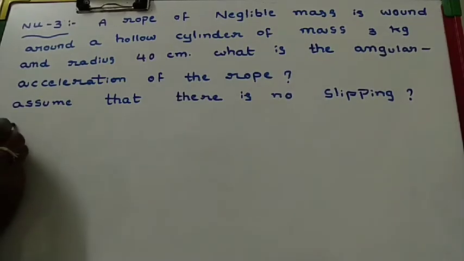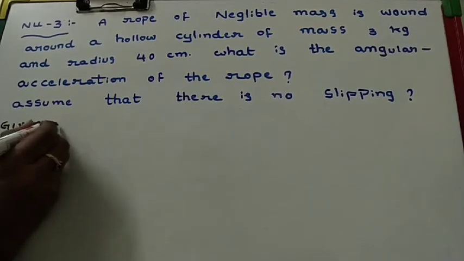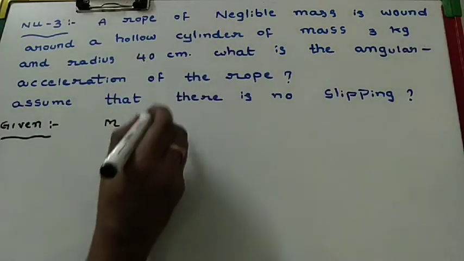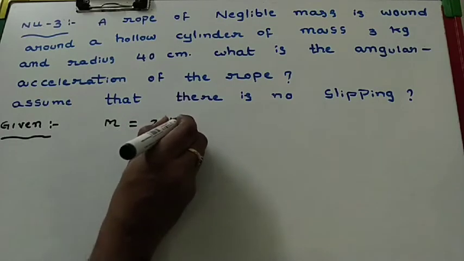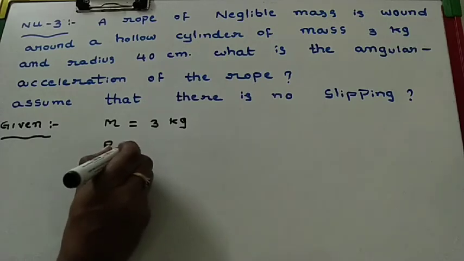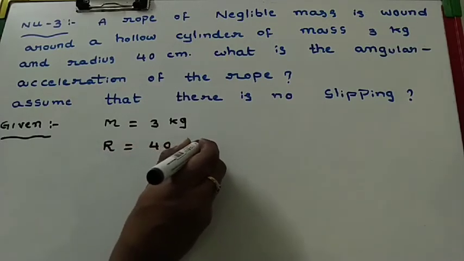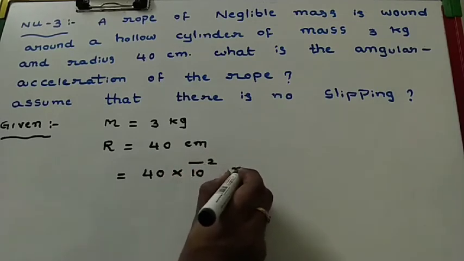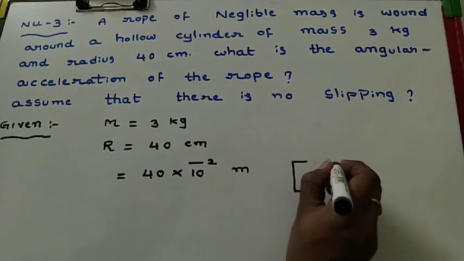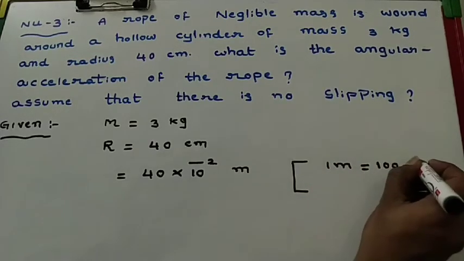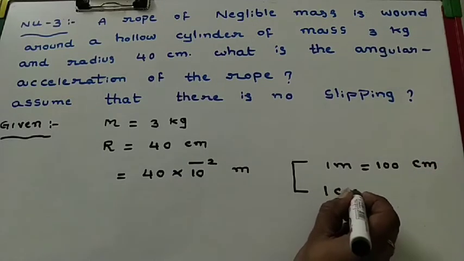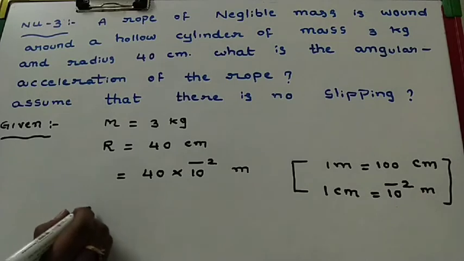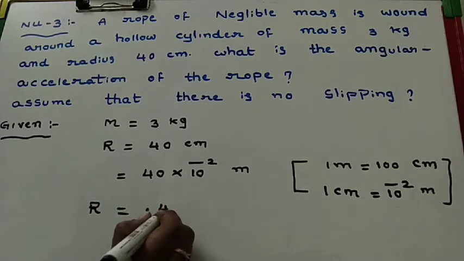Now, what has the examiner given to us? Here, mass is equal to 3 kg and R is equal to 40 centimeters. That is equal to 40 into 10 to the power of minus 2 meters, since 1 meter is equal to 100 centimeters or 1 centimeter is equal to 10 to the power of minus 2 meters. Therefore, R is equal to 0.4 meters.